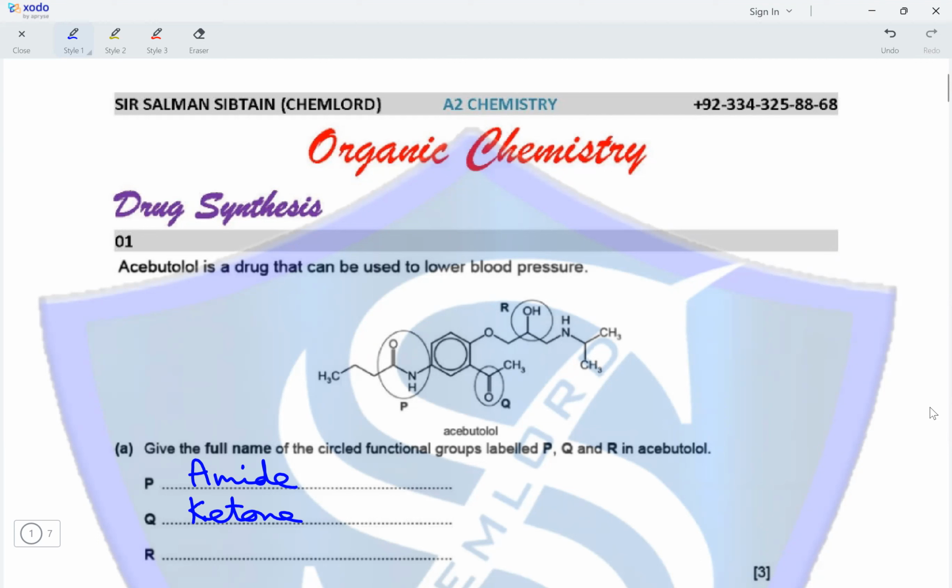And R is a carbon atom with two alkyl groups and an OH group. Since this is skeletal formula, the fourth bond on the carbon atom would be a hydrogen. So it's a carbon atom with two R groups, a hydrogen and an OH group, making it a secondary alcohol.